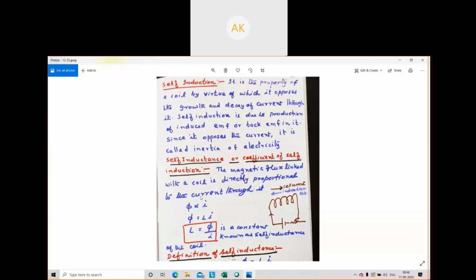And we know that the magnetic flux linked with the coil is directly proportional to the current through it. Flux is directly proportional to current. Flux equals L times I, a constant times I, and that constant is known as the coefficient of self-induction, L, equal to phi by I.